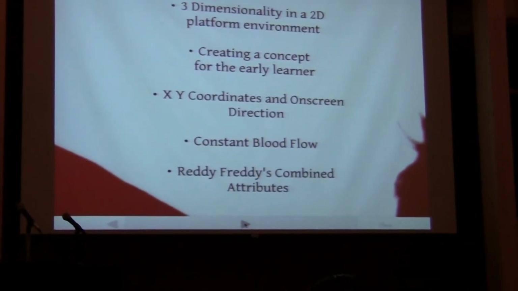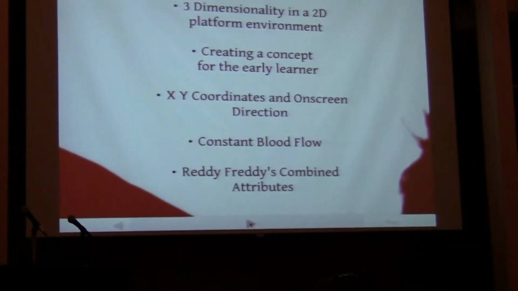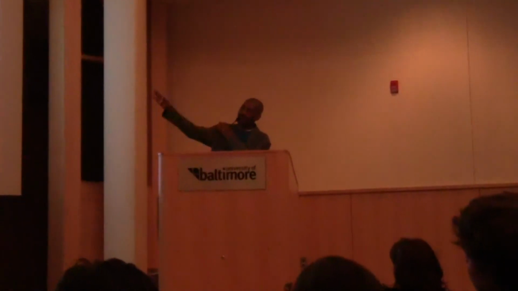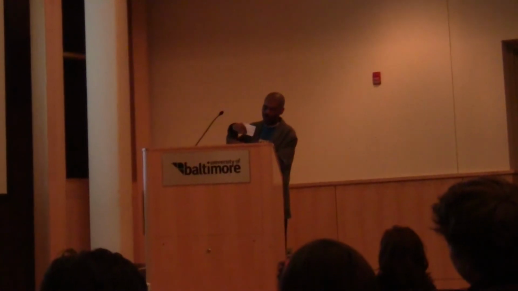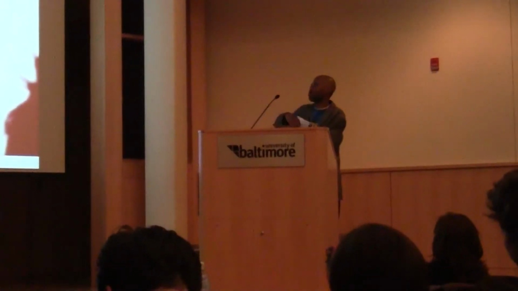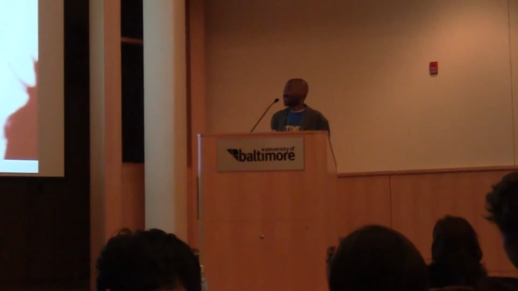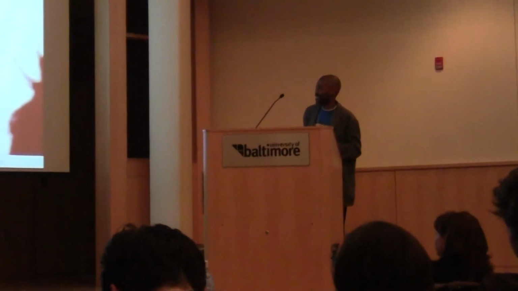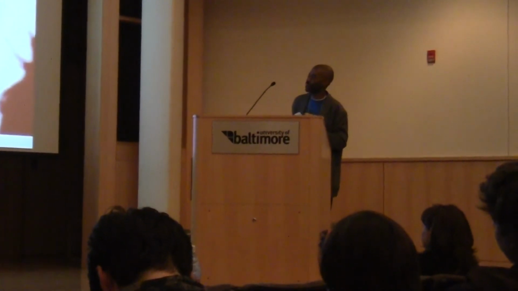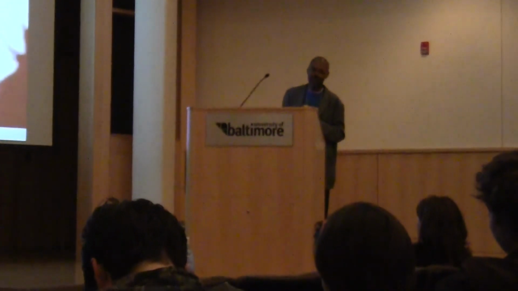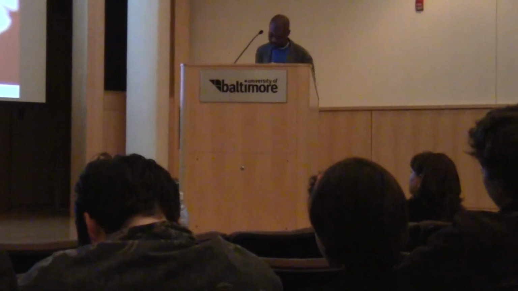Another challenge was the constant blood flow, which I was looking for. In Game Salad, like I said, you can give things direction and motion, but as far as making loops and having things pick up from one point, end at another point, and begin again, was a little daunting. I would say that was one of the main challenges, and you'll see the blood flow in the app, and you'll probably get an idea of why that was a little harder to do. And also, Ready Freddy's combined attributes, basically taking the whole immune system and trying to unify it. That was a big challenge.